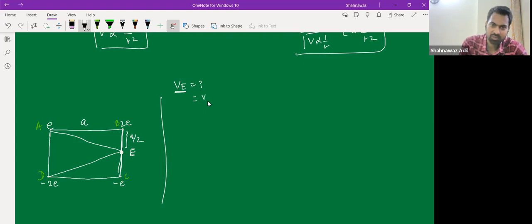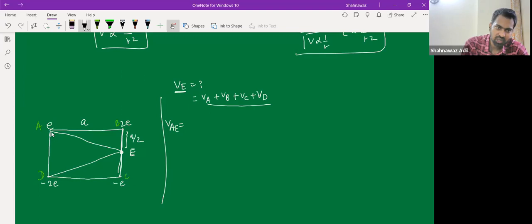So this would be simply VA plus VB plus VC plus VD, right? Because there would be no i, j, k. We don't need to bother about the directions. So this is the simple algebraic sum. Now let us calculate what is VA. Let's name it as VAE. So VAE, we are calculating the potential at this point E.